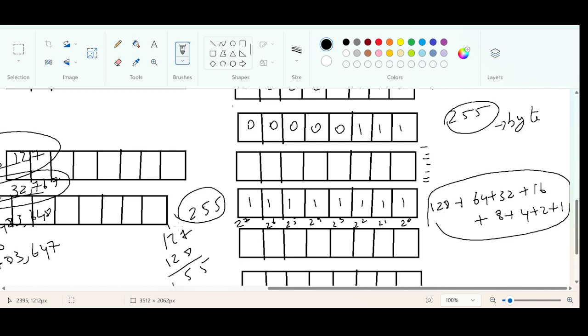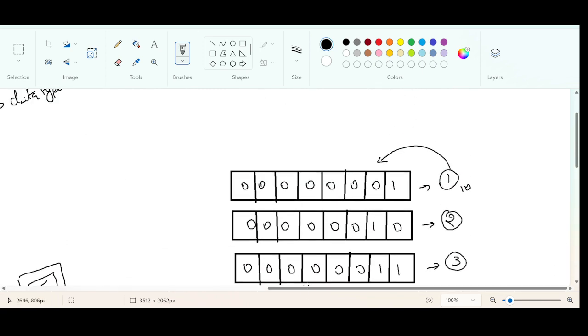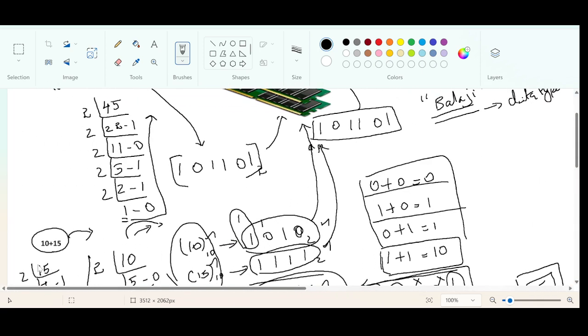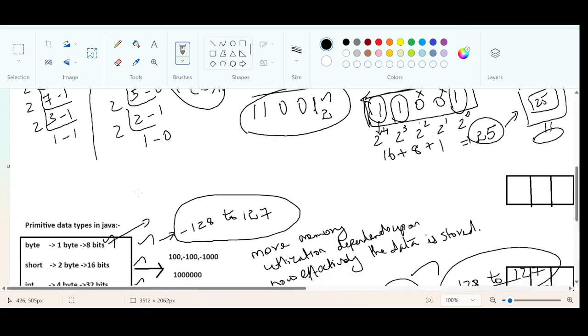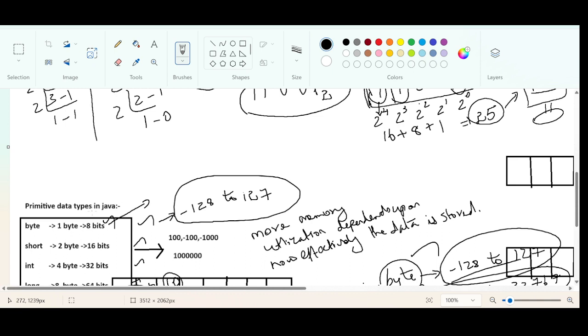But the documentation says, sorry brother, in the byte data type you can store only the values from negative 128 to positive 127. But my calculation says it is going to store 255. This is my calculation, but the document says the numbers from minus 128 to plus 127. These are the limitations for the byte data type.